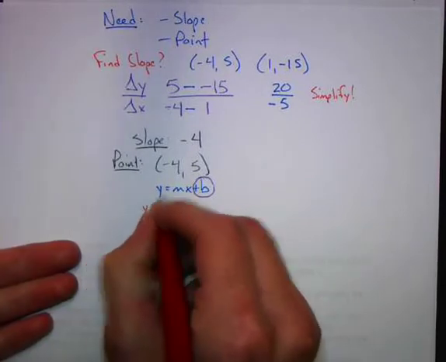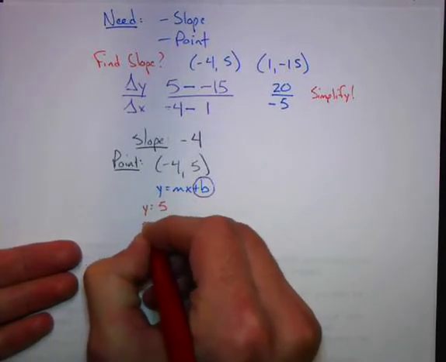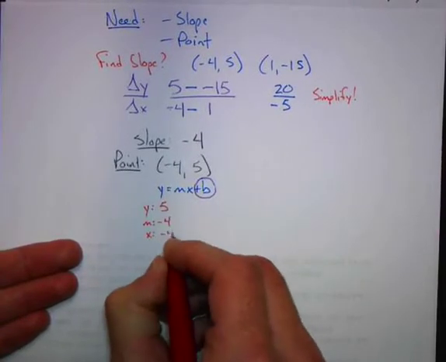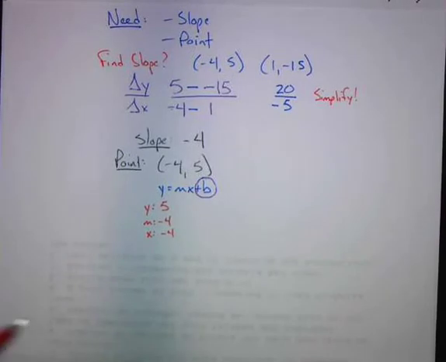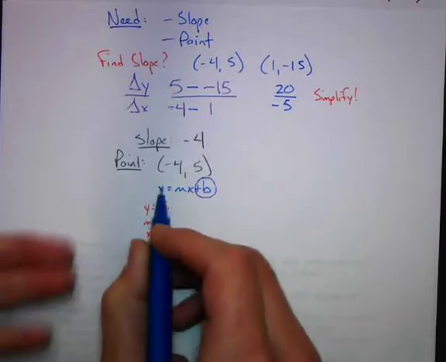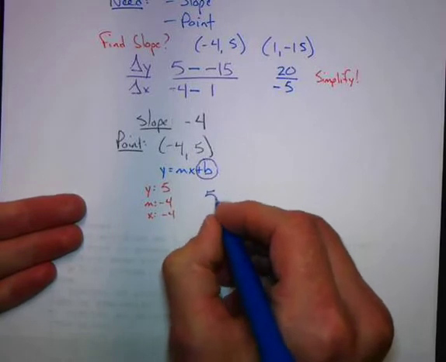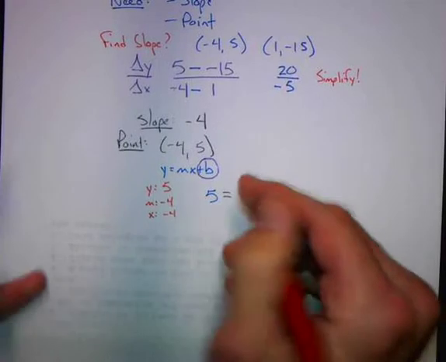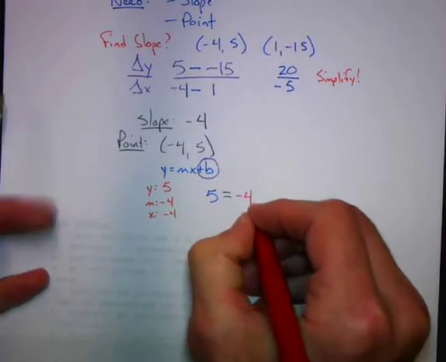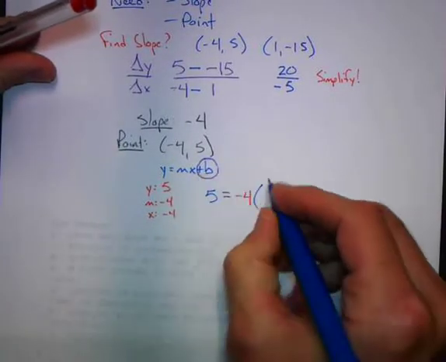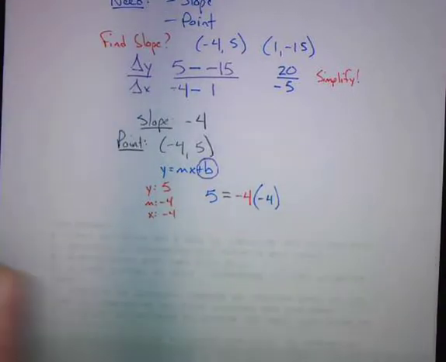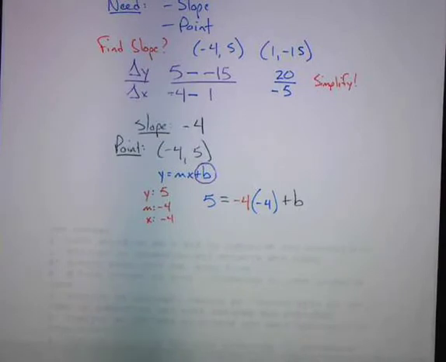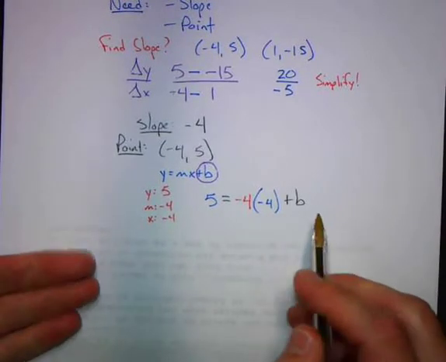So again, we found the y to be 5. The m we found from the previous work is negative 4. And the x is also negative 4. So we can substitute into y equals mx plus b. So we'll have 5 being equal to m, which is negative 4, times x, which is also negative 4, plus b. And we'll be able to find b that way.